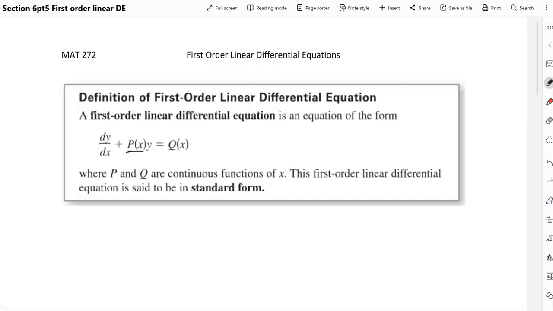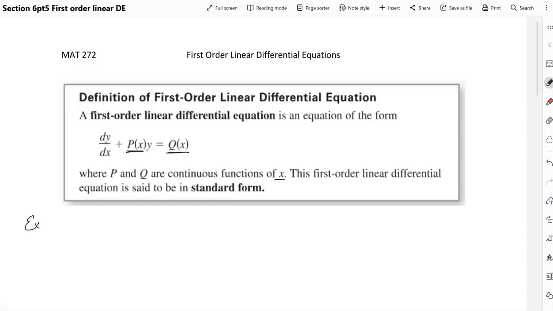This p of x and this q of x are functions, and they're going to be functions that are continuous in terms of x only. So if I have something that can be written this way, then this is called a first order linear differential equation. So how do we solve something that's first order linear? There's a process that we go through to solve it. So let's look at an example.